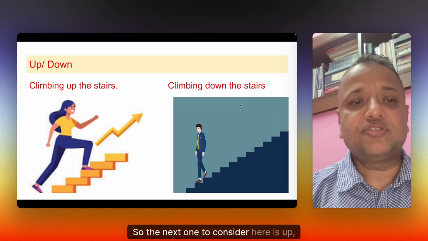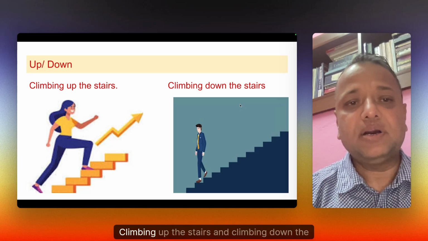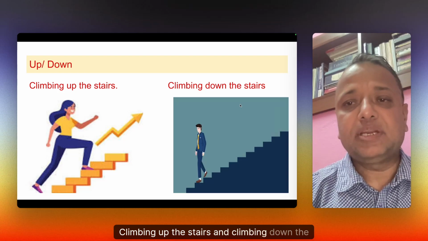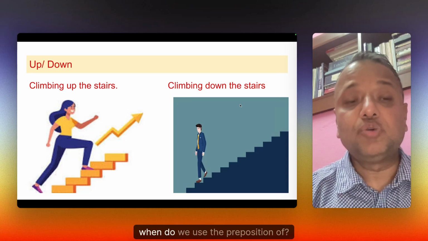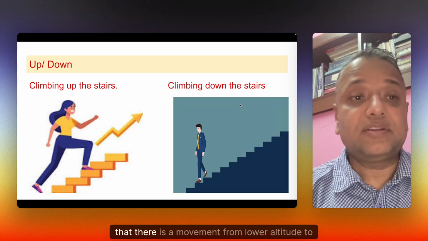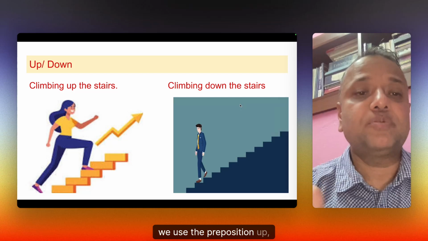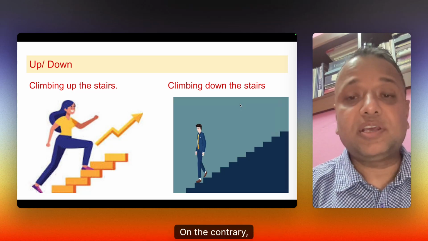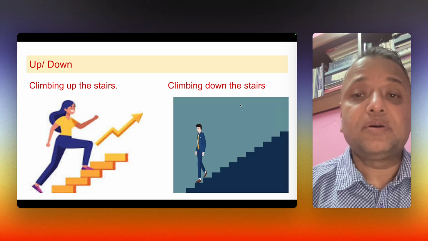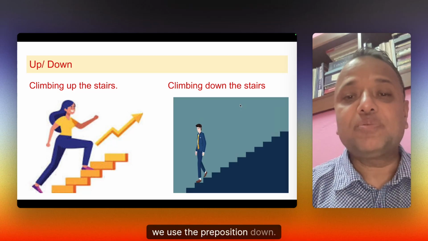The next one to consider here is up. I have contrasted it with down. Right, climbing up the stairs and climbing down the stairs. So when do we use the preposition up? Whenever we want to say that there is a movement from lower altitude to higher altitude, we use the preposition up, right? On the contrary, if we want to clarify the movement from higher altitude to lower altitude, we use the preposition down.